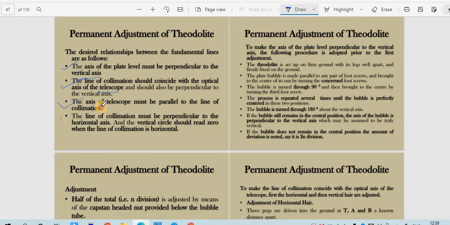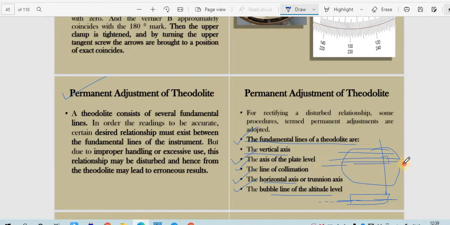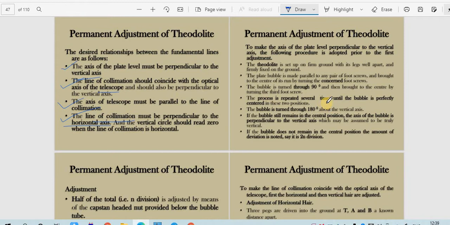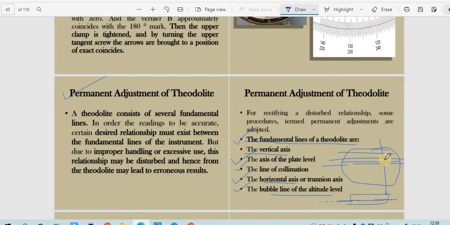The line of collimation must be perpendicular to the horizontal axis. This is your horizontal axis, and this is the line of collimation. So it should be perpendicular.